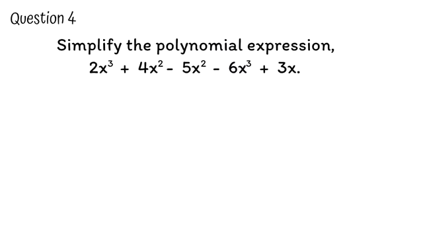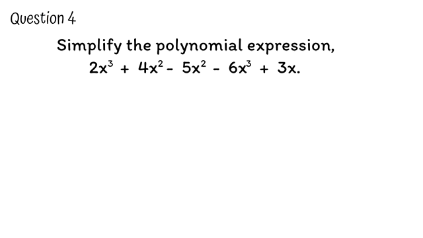Question 4. Simplify the polynomial expression 2x cubed plus 4x squared minus 5x squared minus 6x cubed plus 3x. To simplify this, all we are doing is grouping like terms and performing the required operation on it. Like terms should have the same variable and exponent.